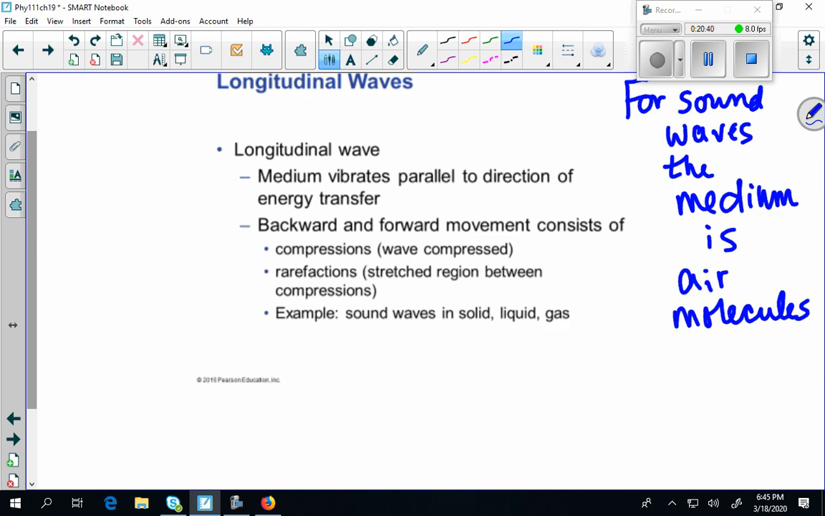So the example we're going to use here is sound waves existing in a solid, a liquid, or a gas. So air is a gas. That's what we're most familiar with, sound waves moving through. Sound waves do move through solids, and they do move through liquids. They move through liquids faster than they move through air, and they move through solids faster than they move through liquids, because those molecules are closer together in a solid.